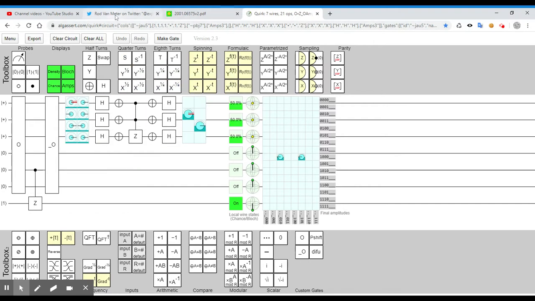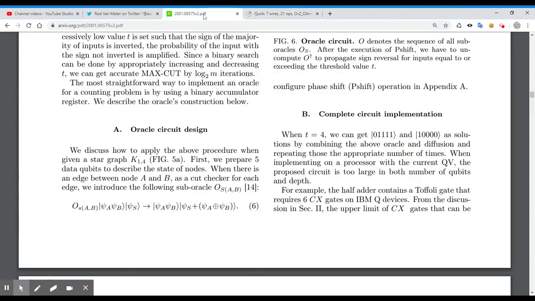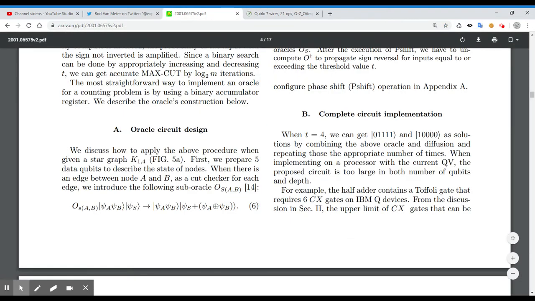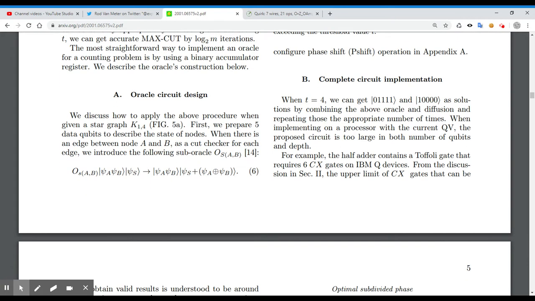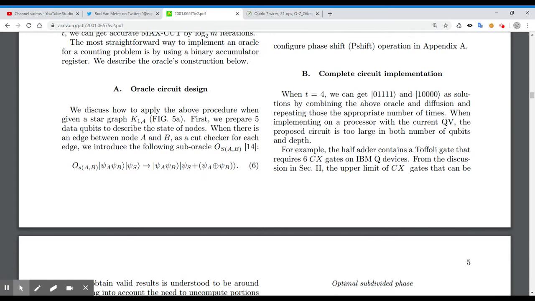I have no specific words to explain why, but the idea is that if you don't uncompute, these two registers are entangled, and I believe that's the reason why amplitude amplification doesn't work. It confused me a bit, that part where they talk about a complete circuit implementation, and they sort of drop in here five qubits.